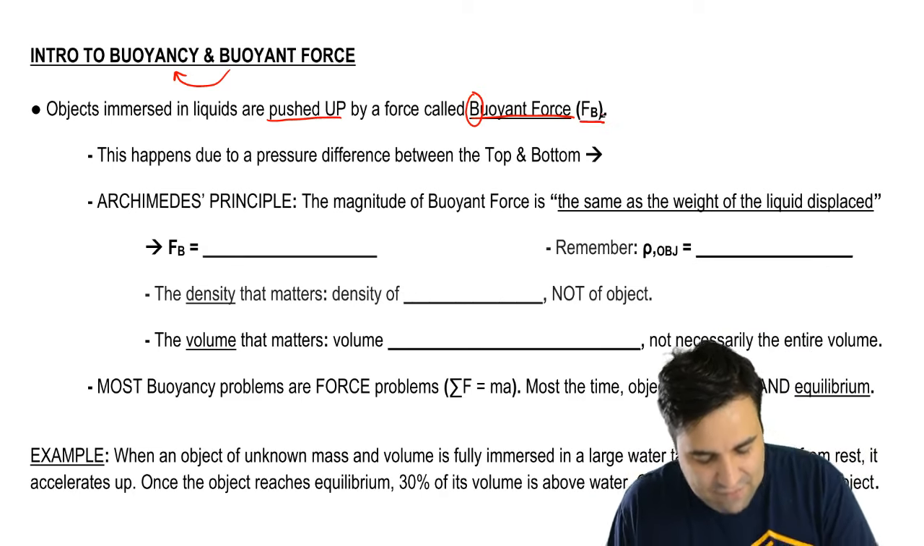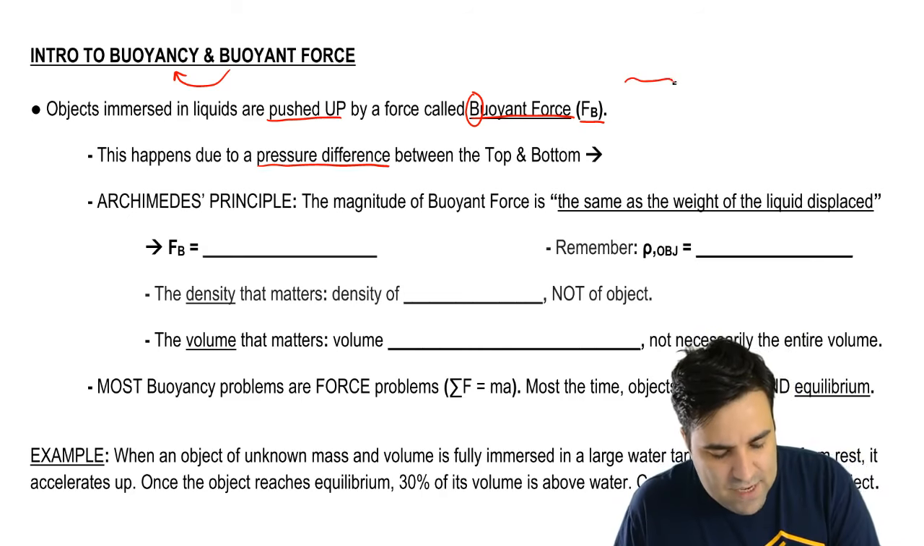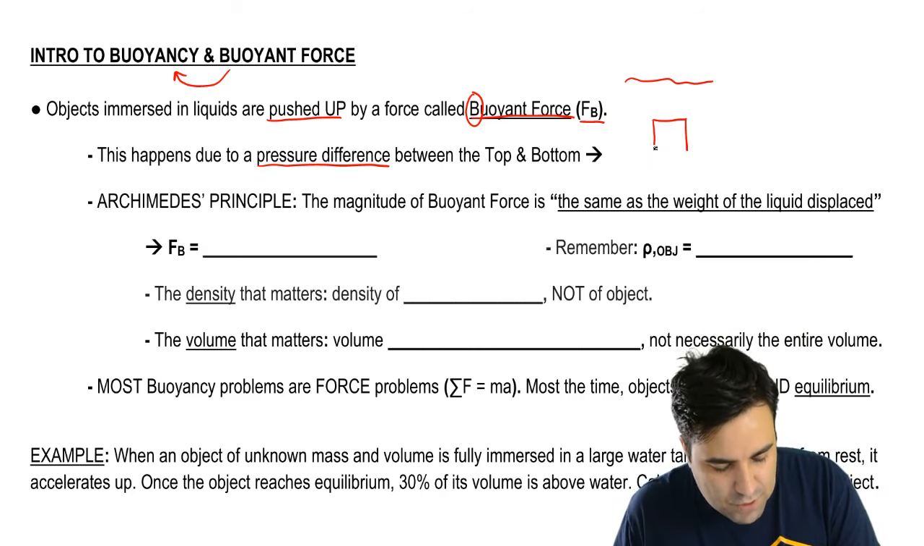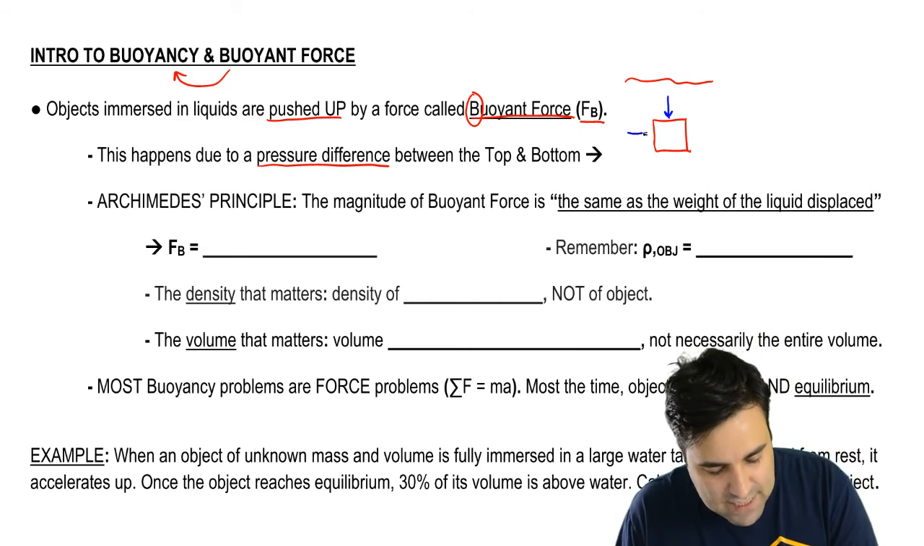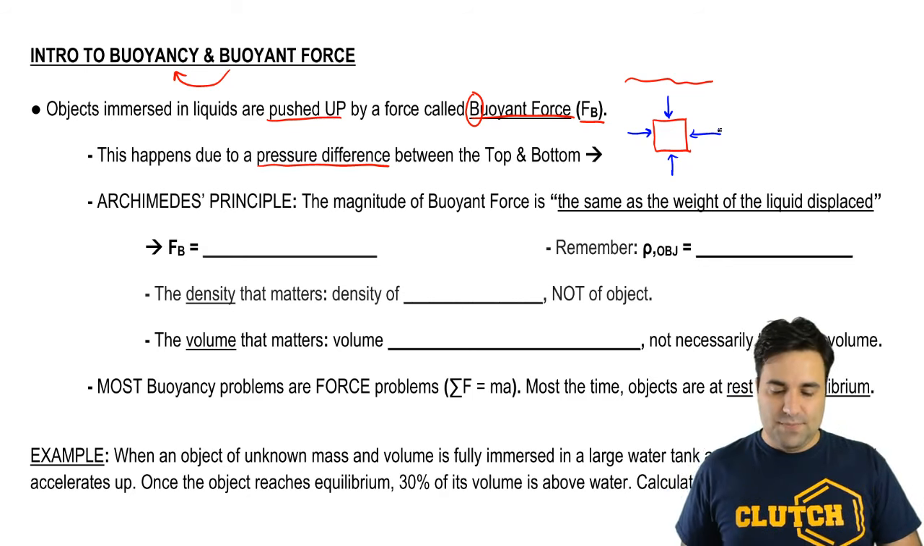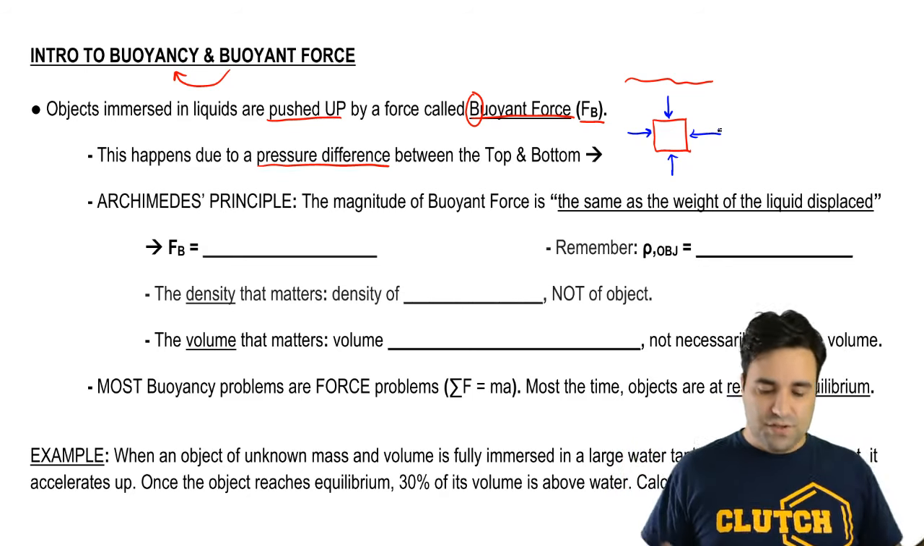Now, the reason this happens is because of a pressure difference between the top and the bottom of an object that's under a liquid. So let's say you have a box that is completely submerged, completely underwater, and we know the water is going to push on all sides, right? The water is going to apply pressure on all sides. And pressure is associated with force. So if there's a pressure, there's a force.